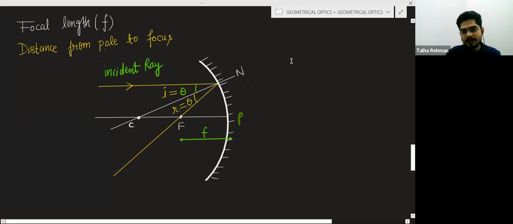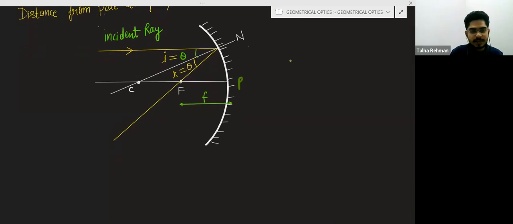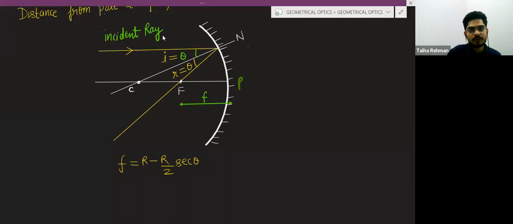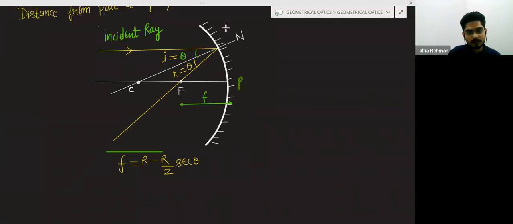So in this case, the focal length of the mirror is given by r minus r by 2 sec theta. This is the formula for the focal length.